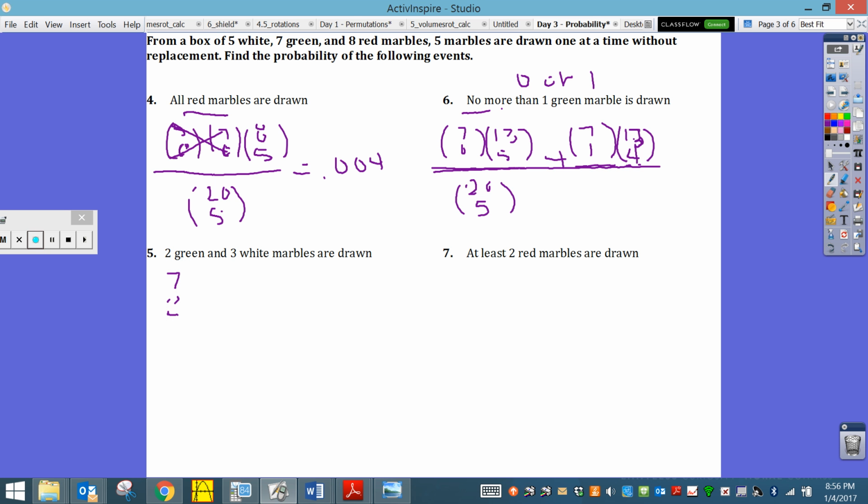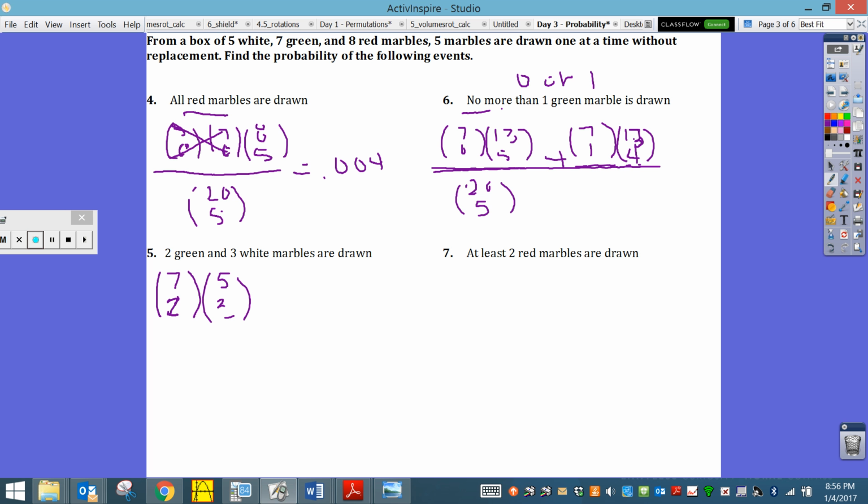Okay. I want 2 of them to be green. So 7, choose 2. 3 white marbles were drawn. So there was a total of 5 white marbles. So 3 need to be drawn.